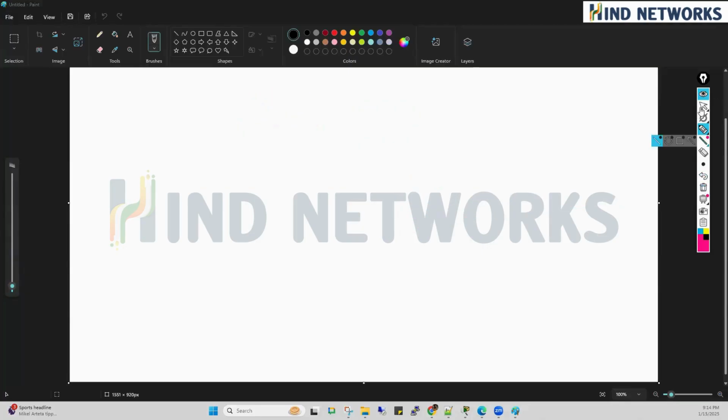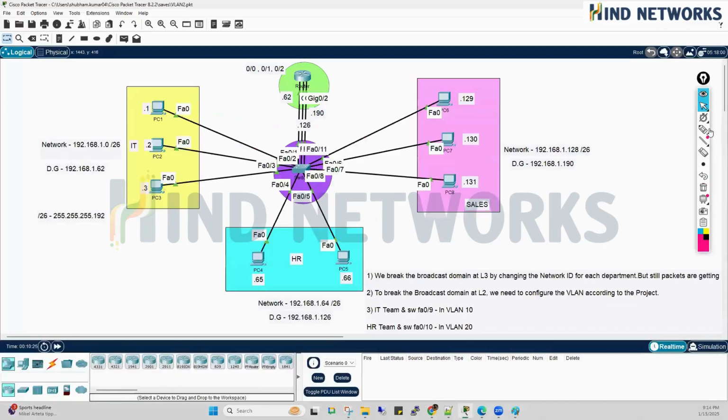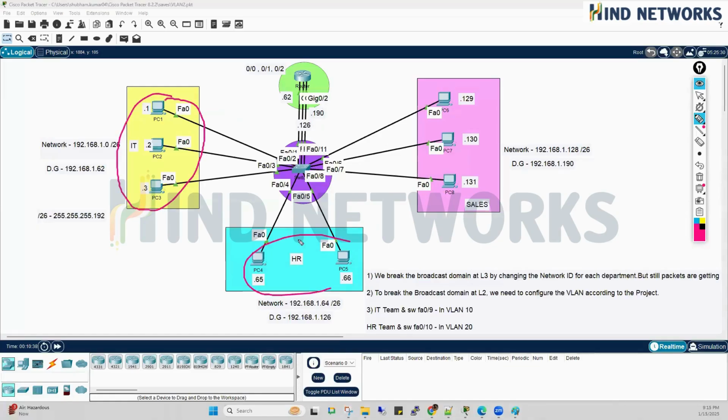Now, in today's class, we are going to discuss something more. For example, we have this topology. Try to focus here. In this topology, we have three different clients. For example, that is the IT, that is the HR, and this is, for example, the sales department.